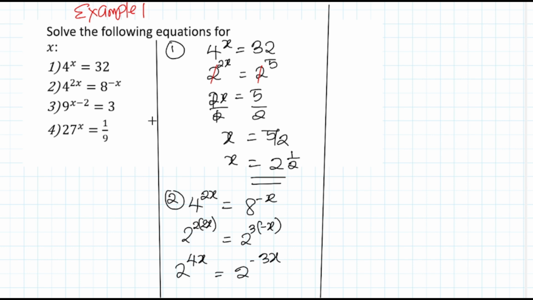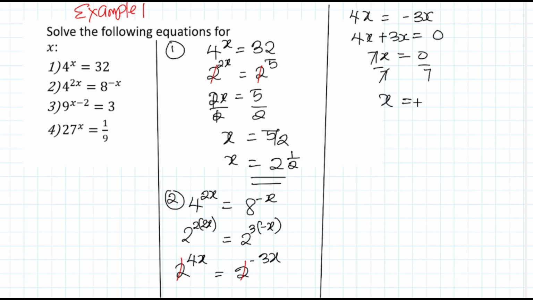Okay. So now equate the powers because we have the same base. So we have 4x = -3x, and then collect like terms. That will be 4x + 3x = 0. 7x = 0. Divide both sides by 7. 7 cancels 7, and then we have x = 0. So this is how you can solve exponential equations. Now pause the video and try number 3 and number 4, and let's solve together.